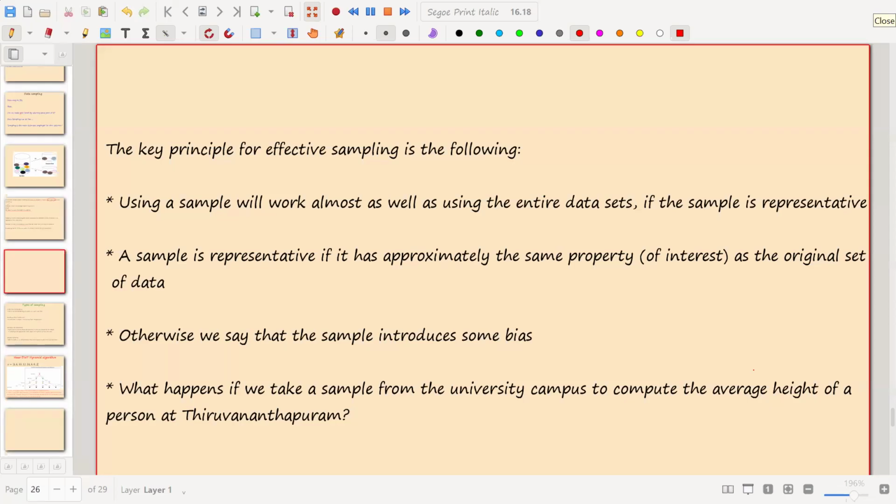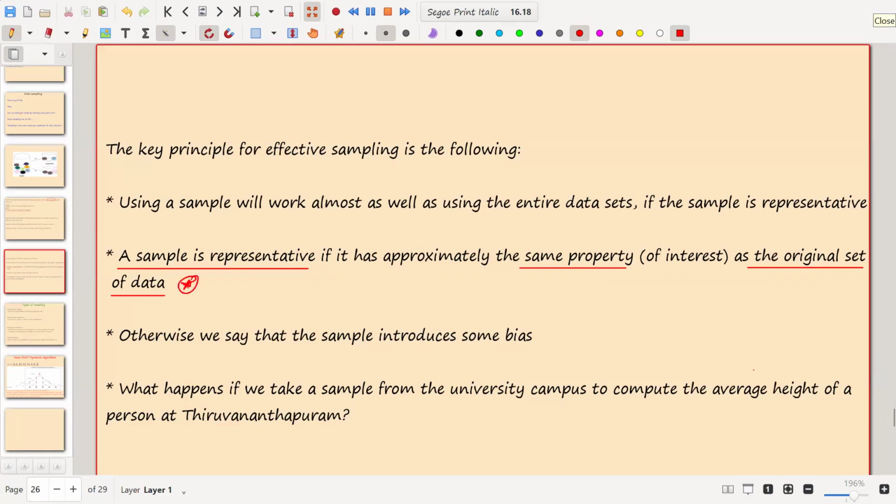Okay. So you can see that using a sample will work almost as well as using the entire data set if the sample is representative. So considering any sample is not the idea. Considering a representative sample is the idea. Okay. So when can you call a sample representative? A sample is representative if it has approximately the same property of interest as that of the original set of data.